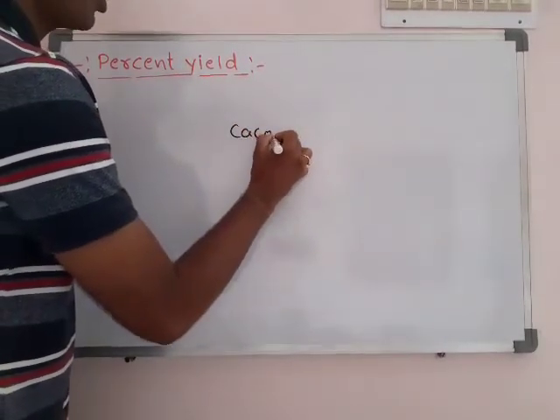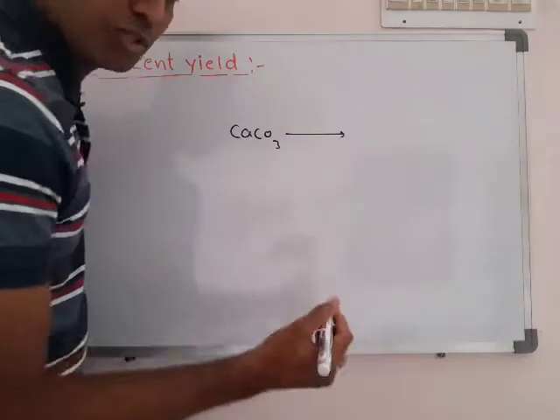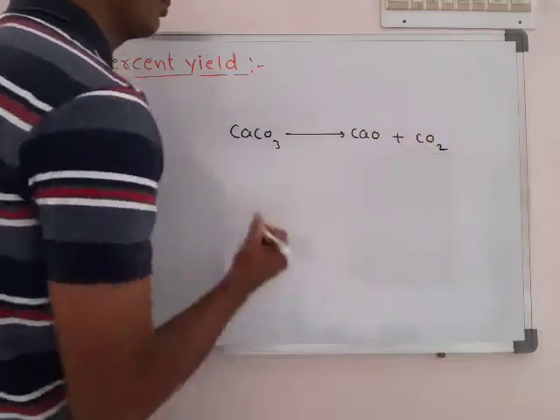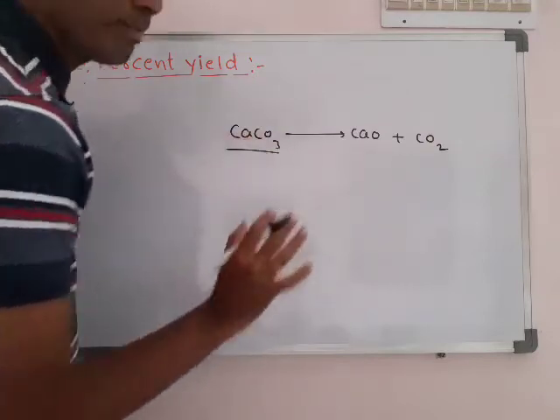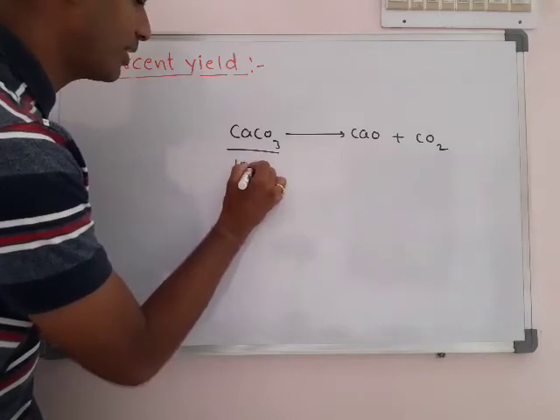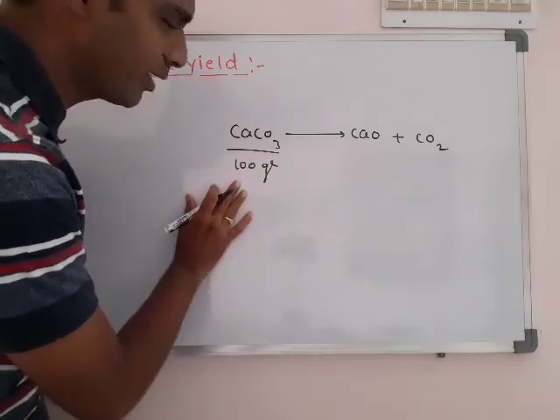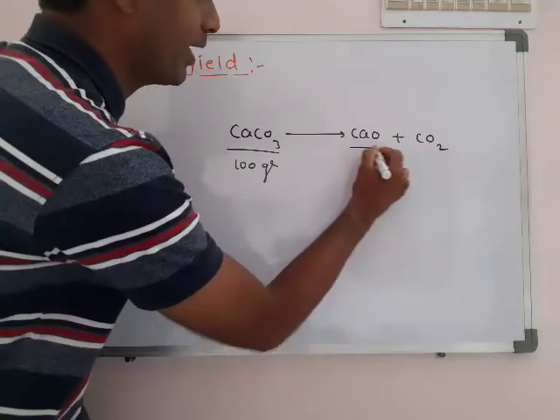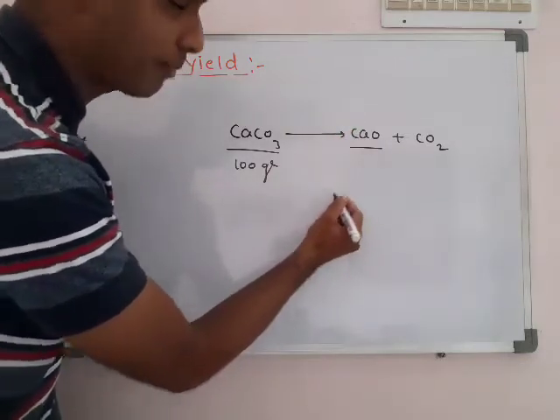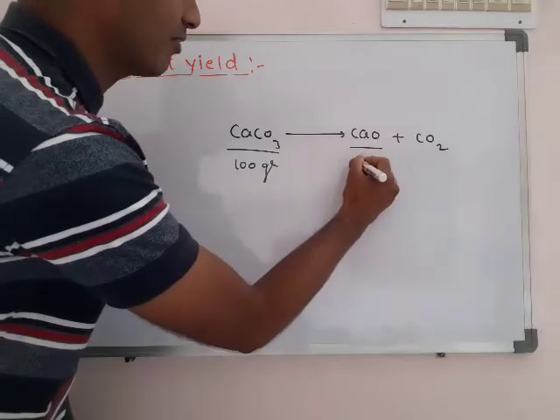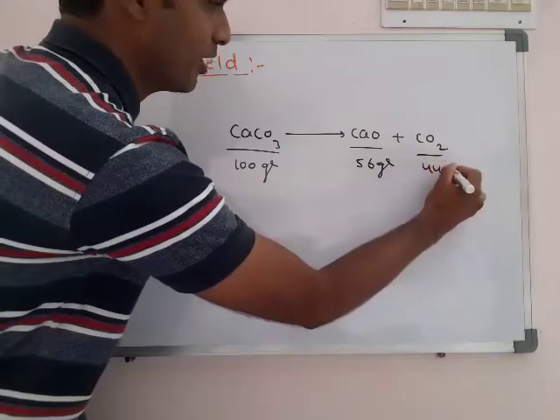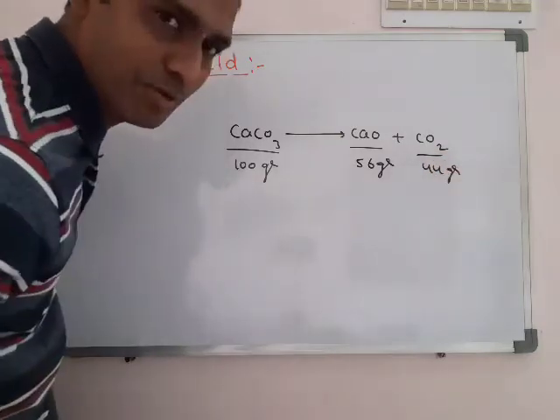For example, calcium carbonate on heating, we know the reaction: calcium oxide and carbon dioxide. This is 1 mole, and it is already balanced. 1 mole means how many grams? 100 grams. So 100 grams decompose, 1 mole into how many moles? How much compound will be formed? Calcium oxide is 56 grams. Carbon dioxide, 1 mole, so 44 grams of carbon dioxide will be formed.